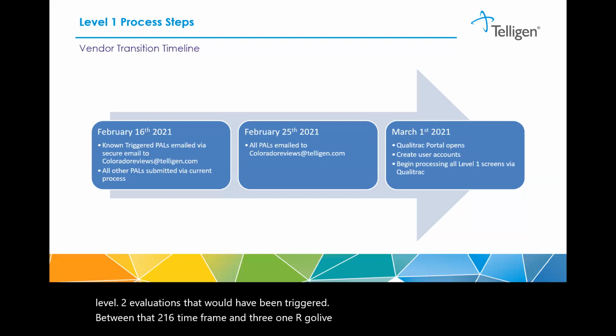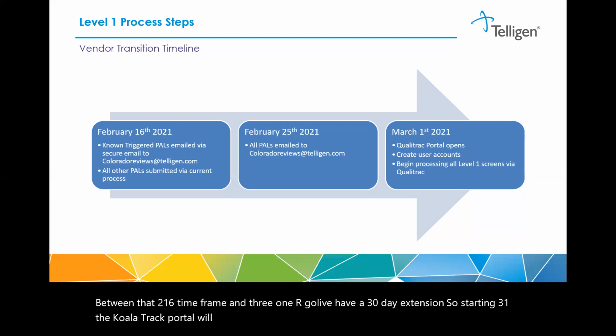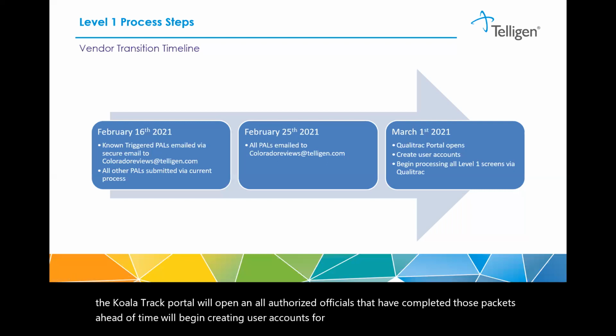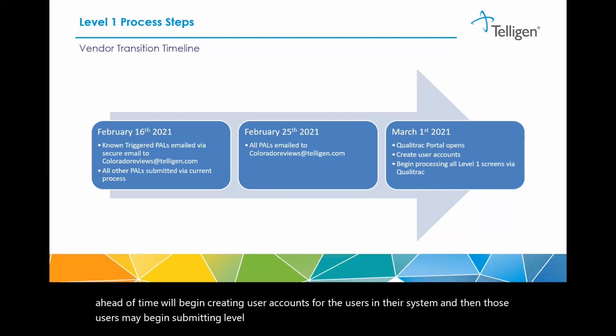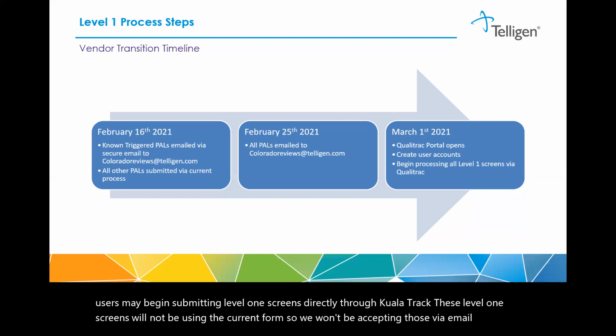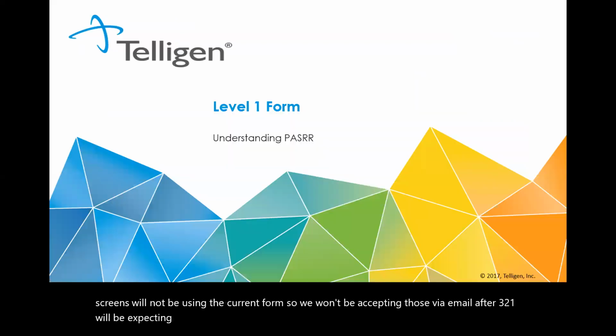Any level 2 evaluations that would have been triggered between that 2/16 timeframe and 3/1, our go-live, have a 30-day extension. So starting 3/1, the Qualatrack portal will open and all authorized officials that have completed those packets ahead of time will begin creating user accounts for the users in their system. And then those users may begin submitting level 1 screens directly through Qualatrack. These level 1 screens will not be using the current form, so we won't be accepting those via email after 3/21. We'll be expecting the portal as the submission.